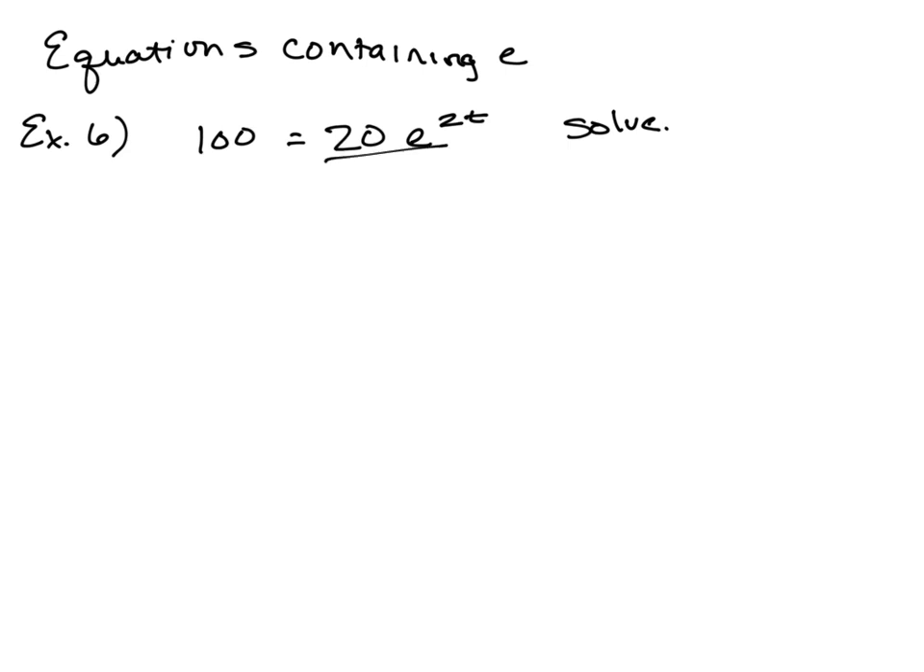See, you're right. Divide both sides by 20. We want to isolate the e to the power. What's 100 divided by 20? 5. So 5 equals e to the 2t.